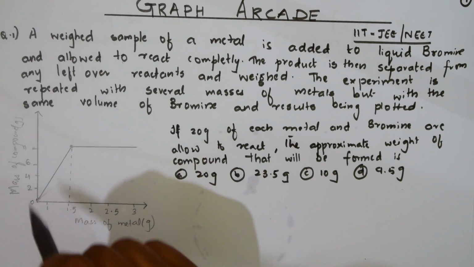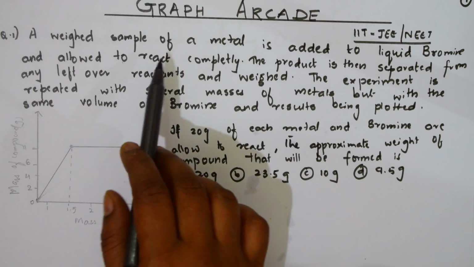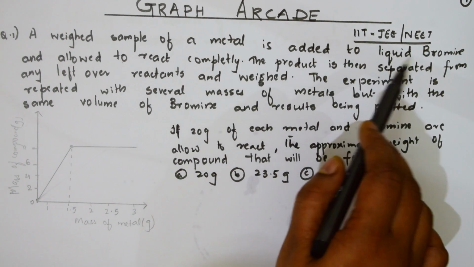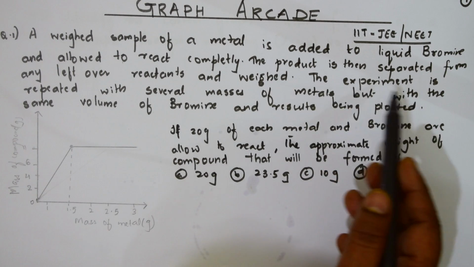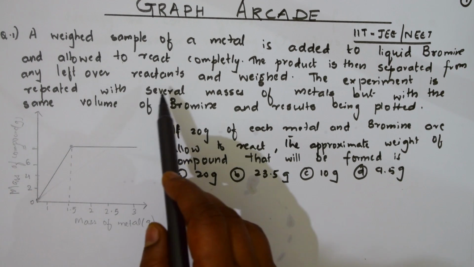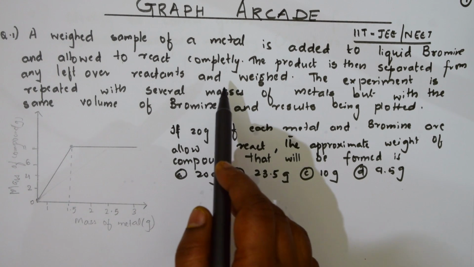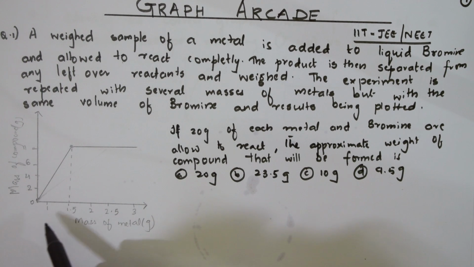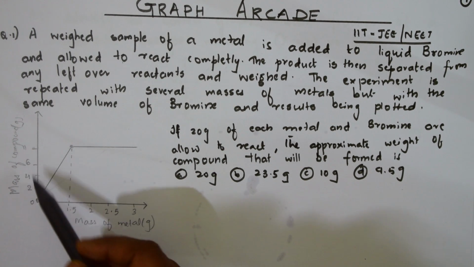Now what do they give us? There's one graph given for us in the question paper. Let's read this. A weighed sample of a metal is added to liquid bromine and allowed to react completely. The product is then separated from any leftover reactants and weighed. They both have reacted and the product is removed and weighed separately. The experiment is repeated with several masses. Several masses of the metal are given, 1 gram, 1.5 gram, 2 grams, 2.5, and the mass of the compound formed is also given.